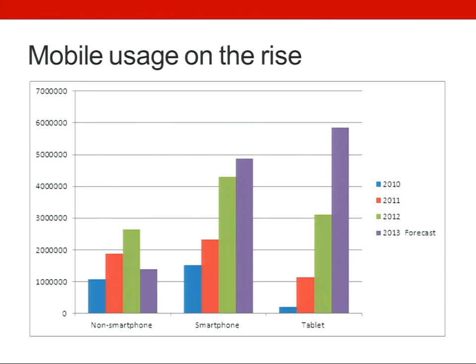These are some stats from our site from 2010 to the present, and we did some forecasting based on our stats through May and usage patterns. You can see that early on, most of our mobile traffic was non-smartphone and smartphone, with very little tablet usage. As you've been hearing today, tablets are really rapidly rising. We've also seen the decline in the non-smartphones as more people have smartphones.